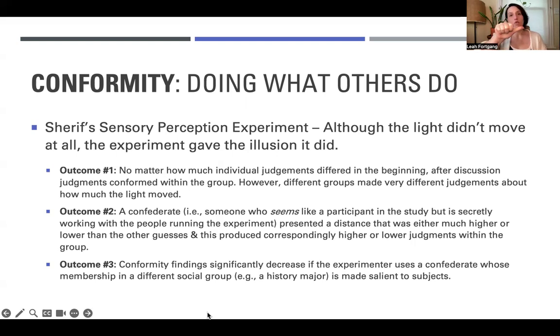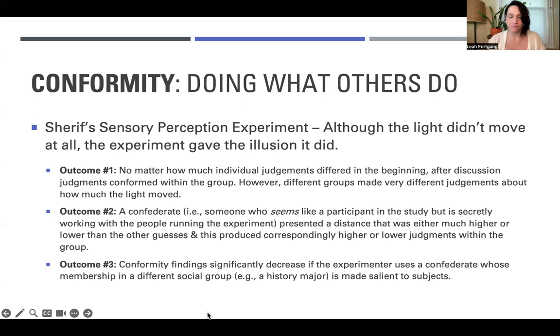So let's say person number 1 said, "Oh, I think it moved a foot." Person number 2 said, "I think that it moved 3 feet." Person number 3 said that they think it moved 3 feet. And person number 4 said, "I think that it moved 4 feet." Okay, so we have between 1 and 4 feet. Under those circumstances, the confederate was told to go either significantly higher or significantly lower. So let's pretend in this example, the confederate went significantly higher, and said, "Oh, I think it moved 10 feet."